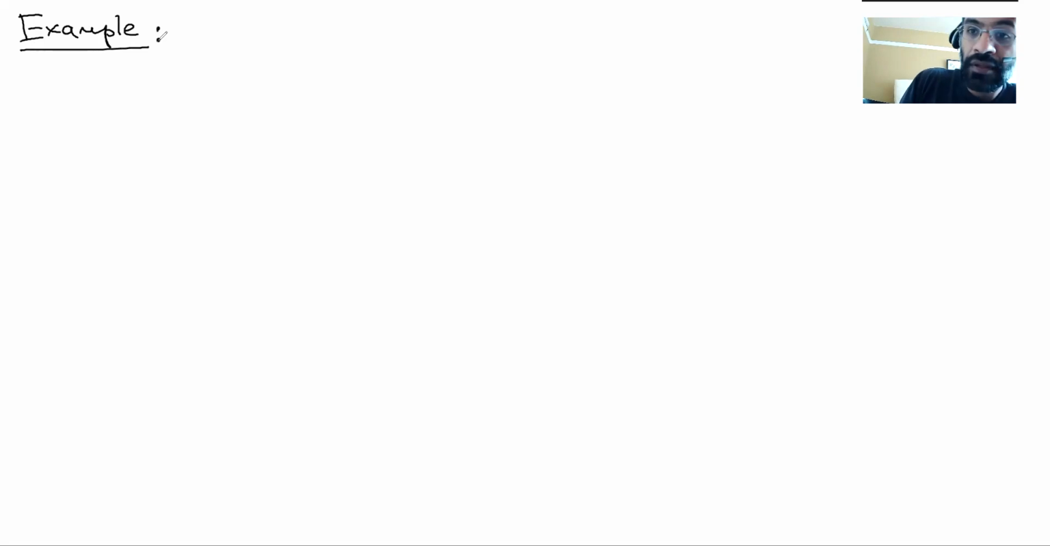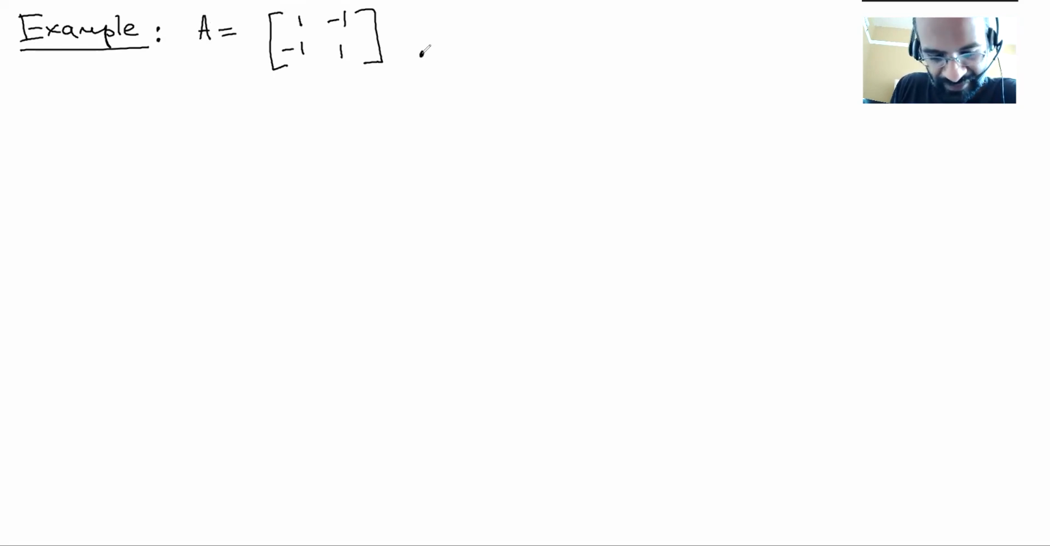So, for example, let's just look at our matrix that we had earlier in the lecture, right? That's symmetric. So the spectral theorem tells me that the eigenvectors of this must actually be orthogonal. So let's just check that.